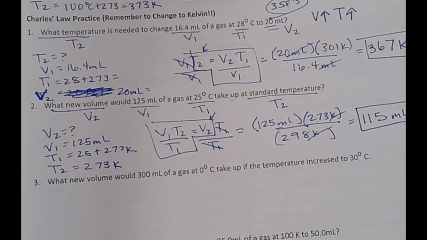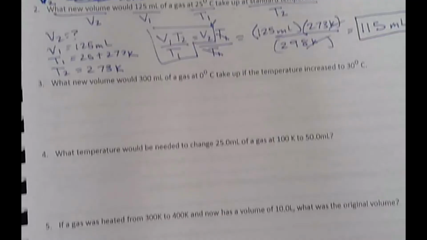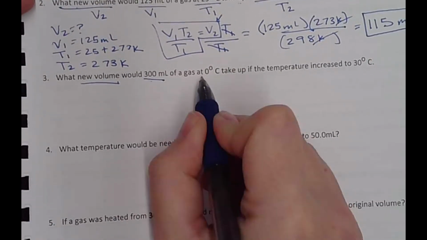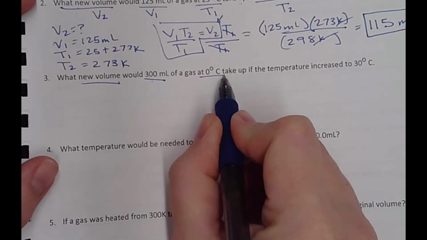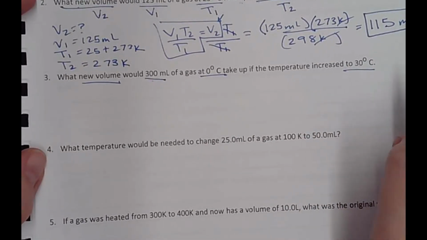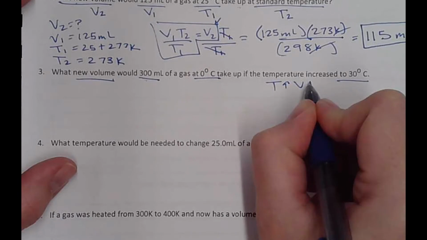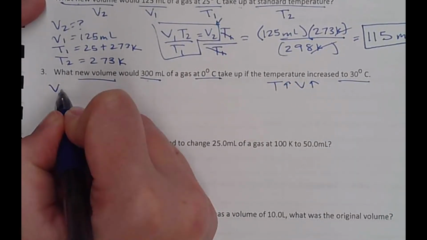Okay, number 3 says, what new volume would 300 milliliters of a gas at 0 degrees Celsius take up if the temperature increased to 30? So my temperature is going up. I would expect my volume to go up. I'm looking for my new volume.